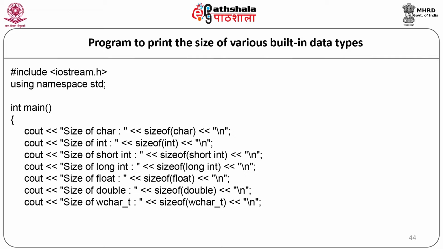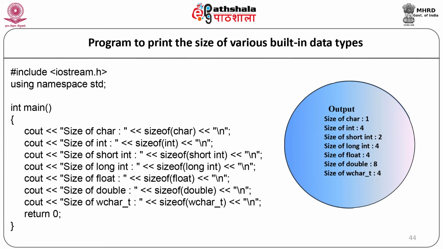When the above code is compiled and executed, it will display the following result as size of character is 1, size of integer is 4, size of short int is 2, the long integer is 4, size of float is 4, size of double is 8, and size of wchar_t as 4. Here please note that the size of the variables may be different because it purely depends on the compiler and the computer that is being used.